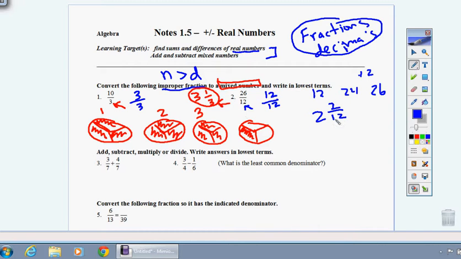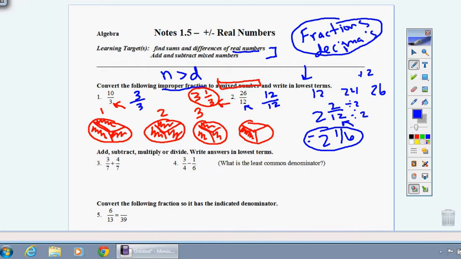Notice how this number and this number match. However, now I have to simplify 2 twelfths. 2 twelfths can simplify if I divide the top by 2 and the bottom by 2. It can simplify to 1/6. So 26 over 12 is equal to 2 and 1/6 as a mixed number. We always have to write it in lowest terms.